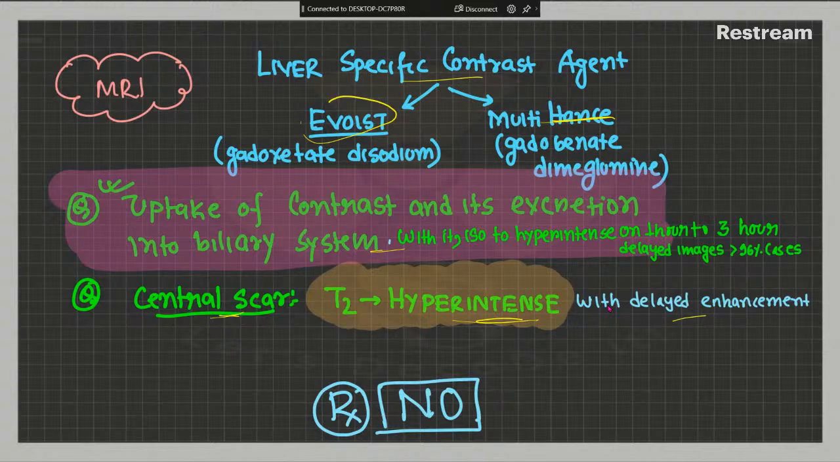Acha, this is not a true scar. It is not a scar. Acha, it is a true scar. Na? But the fibrolamellar scar is a true scar. True scar. So you know the T2 is hyperintense. Acha.